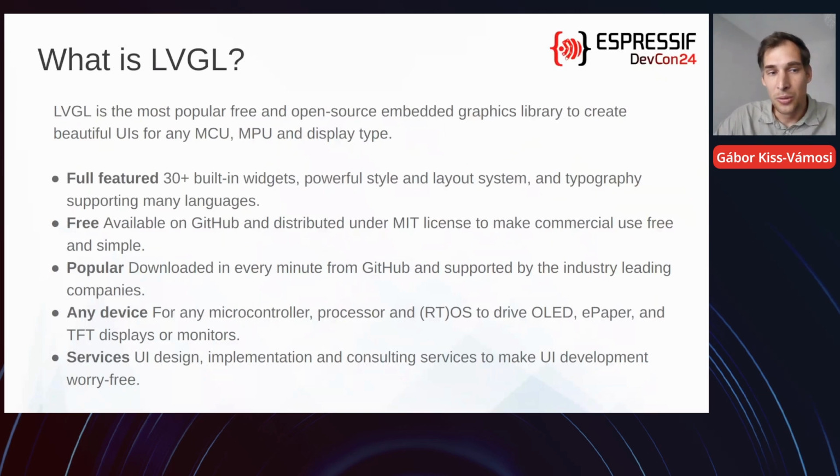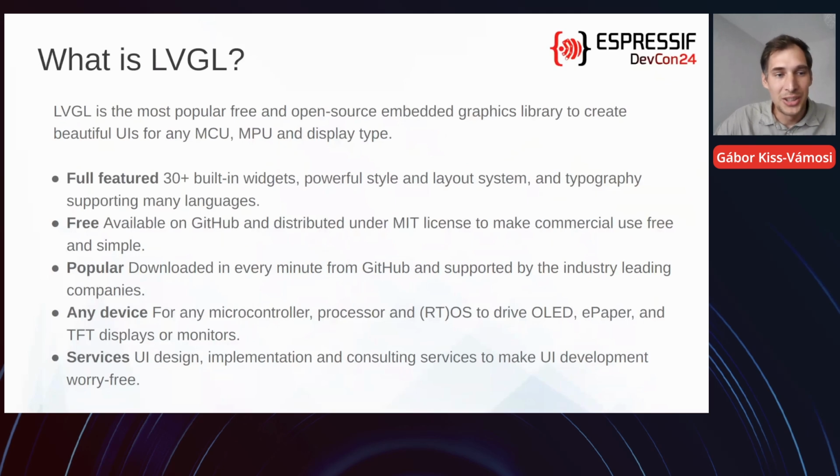LVGL is free and open source. The whole source code is distributed under an MIT license and fully available on GitHub. In practice, the MIT license means that you can just download LVGL, add it to your project, and use it without any issues, even for commercial projects. The only thing that you need to do is adding a note in your documentation, user guide, or README to tell people that you have used LVGL in your project, and that's it.